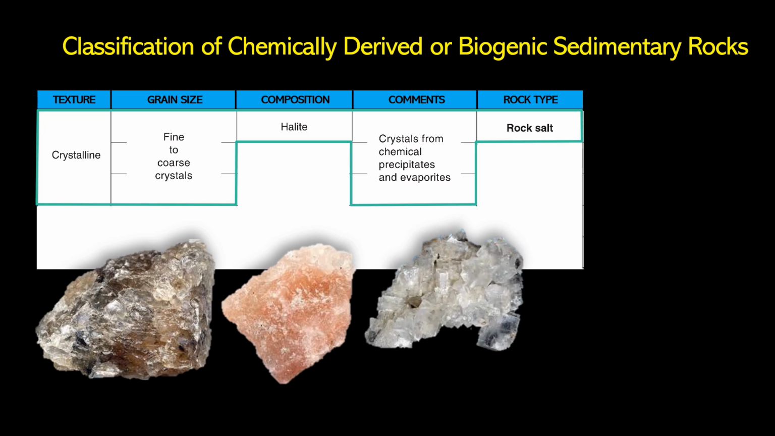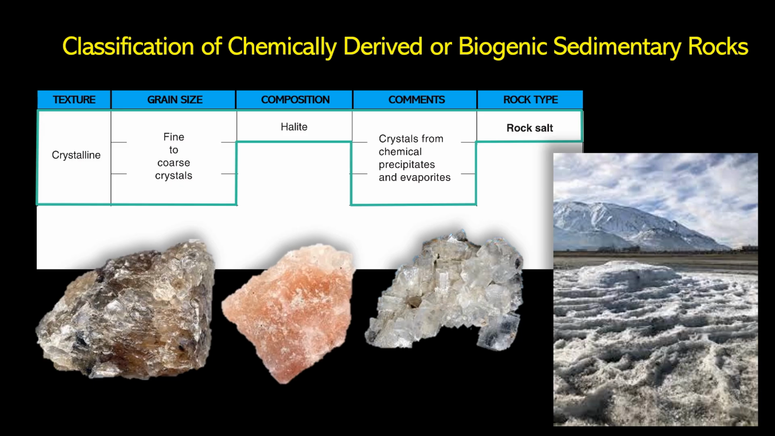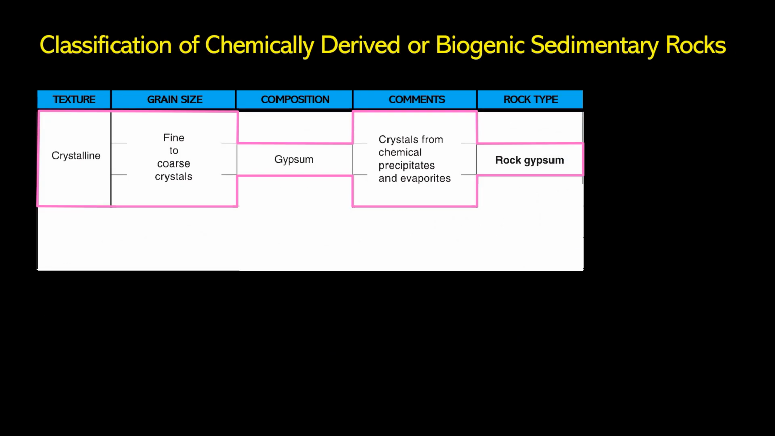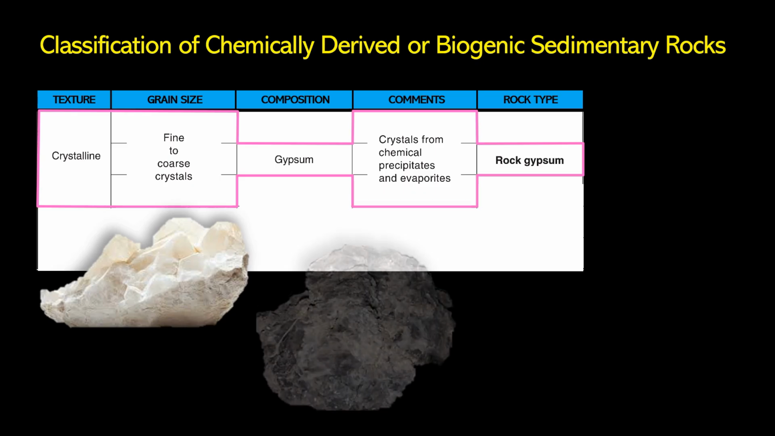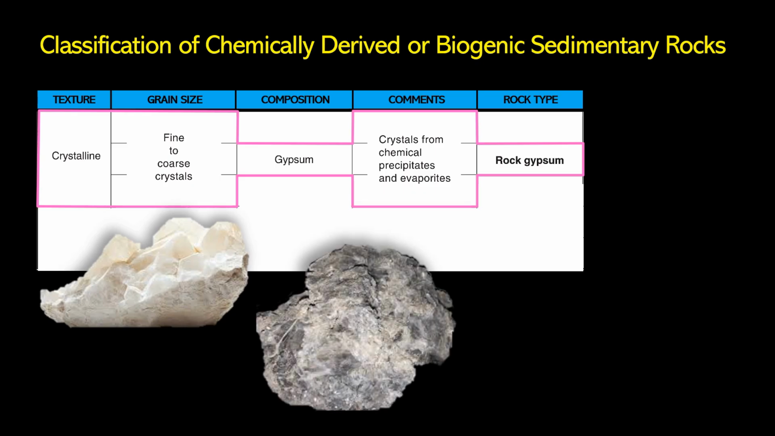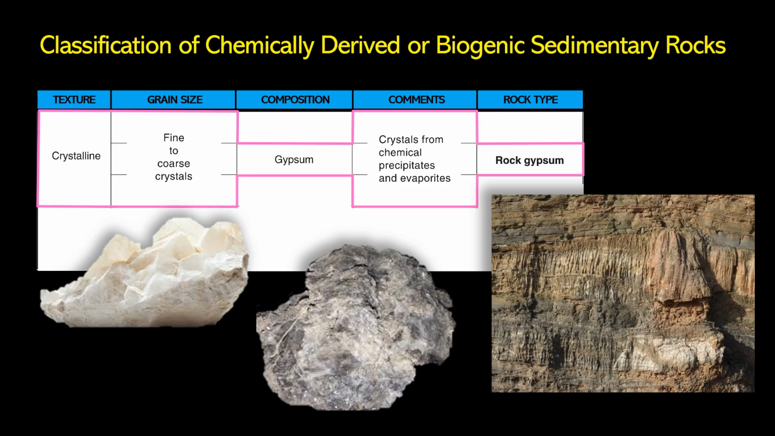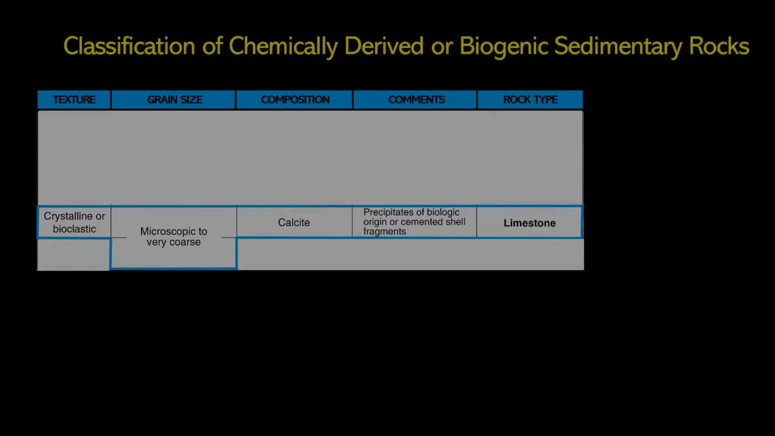It forms through the evaporation of water in saline lakes, seas, or inland bodies of water, where salt becomes concentrated and crystallizes out of the solution. Gypsum is a soft sedimentary rock composed of calcium sulfate dihydrate, CaSO4·2H2O. It forms through the evaporation of water in areas such as shallow marine environments, lakes, and inland seas, similar to halite but at slightly lower salinities.